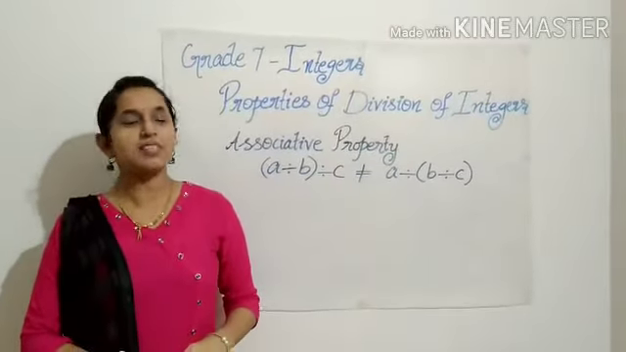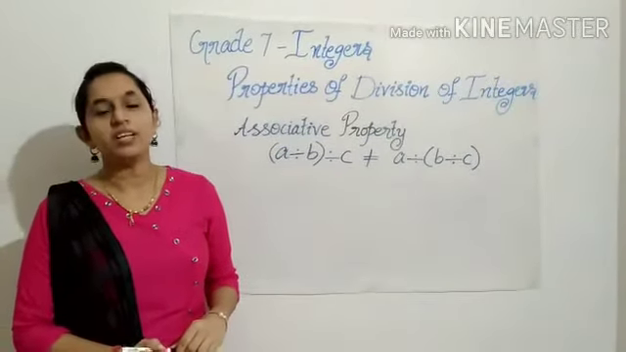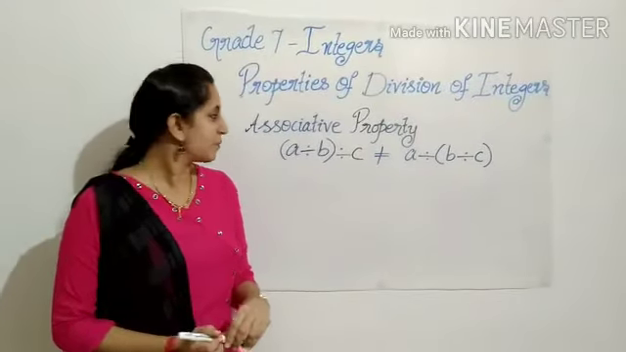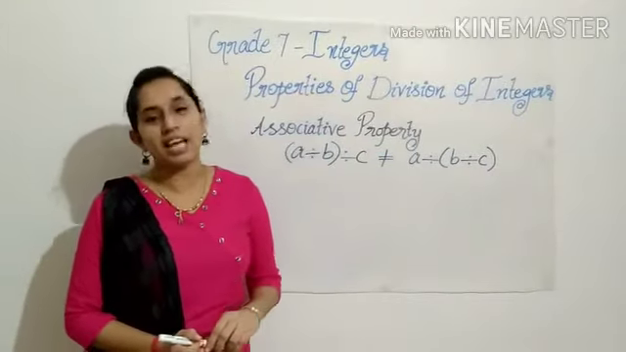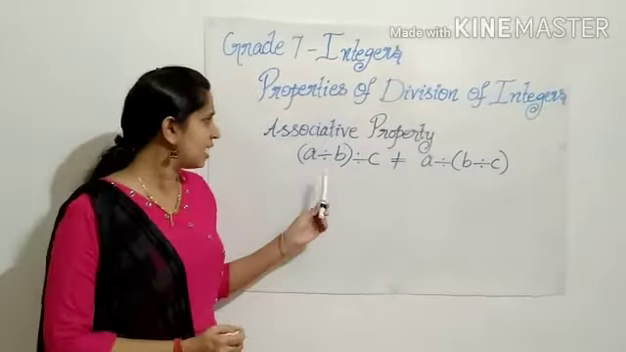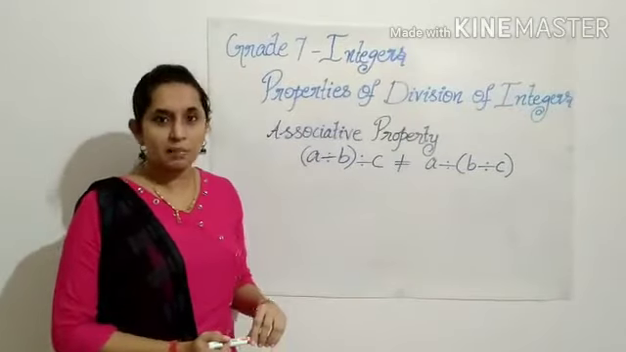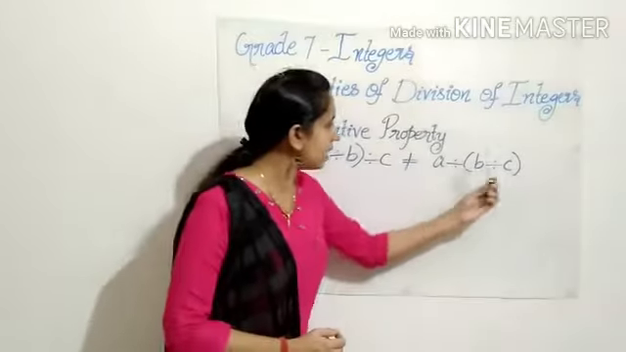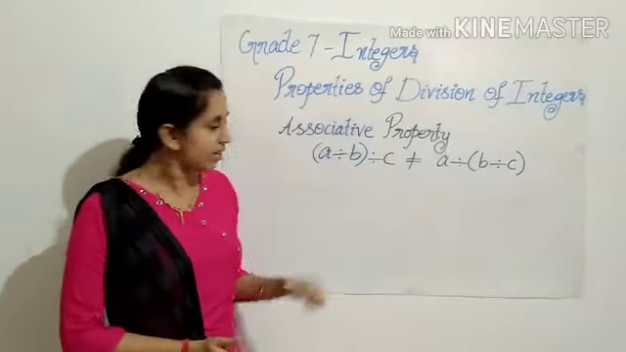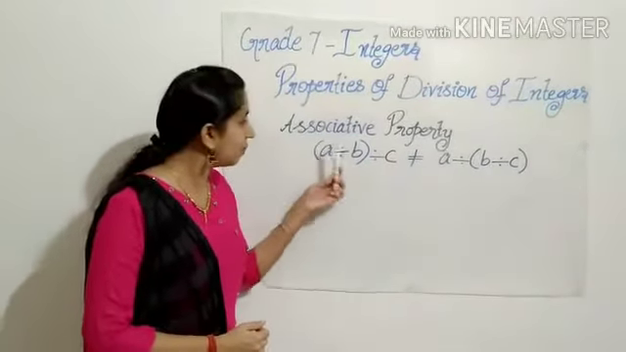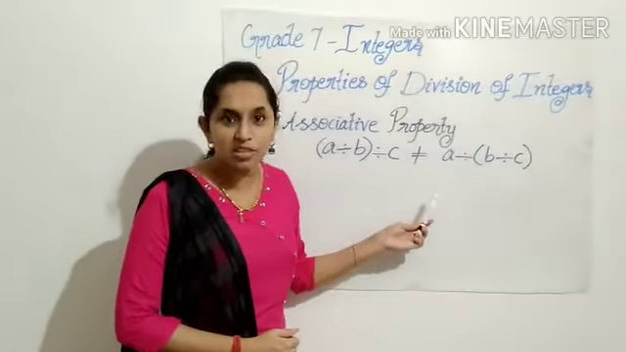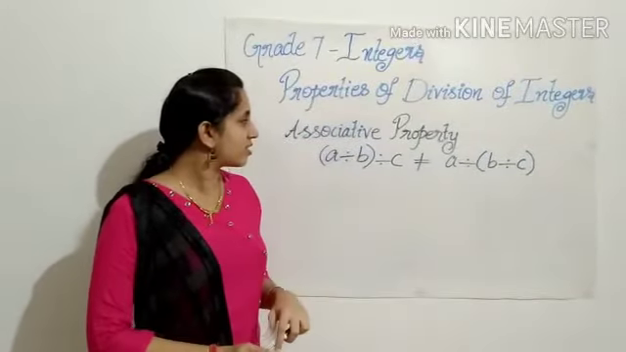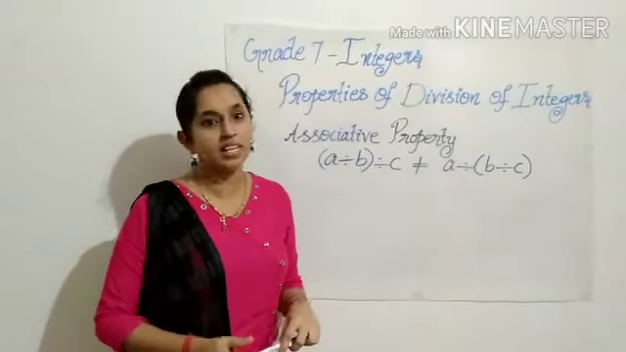The third property is associative property. If associative property holds for division of integers, it means that we can divide three integers in any order. And you can see here I have taken three integers a, b and c. In the first case I have grouped a and b. In the second case I have grouped b and c. Okay. I have written here (a divided by b) divided by c is not equal to a divided by (b divided by c). Let's check whether this is true or not by taking three integers.